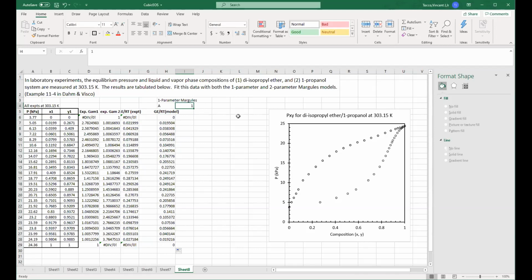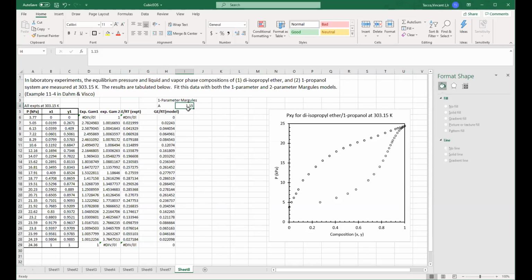If I change the value of this A, I should get a different model result. So 2 is pretty far off. So I know that the answer is closer to 1 than it is to 2. So maybe I'll try 1.15. And oh, that's pretty close. Anyway, I could keep guessing and checking forever, but the only way to know for sure that I have a good result is to use solver.